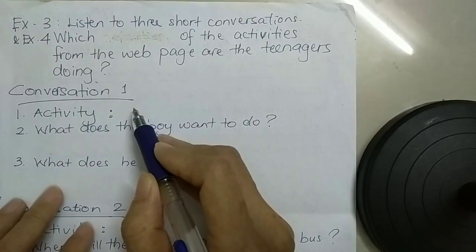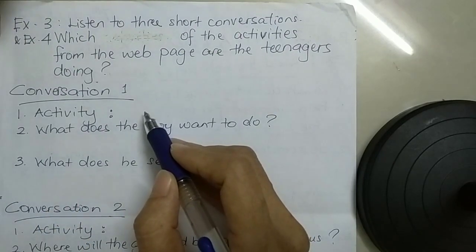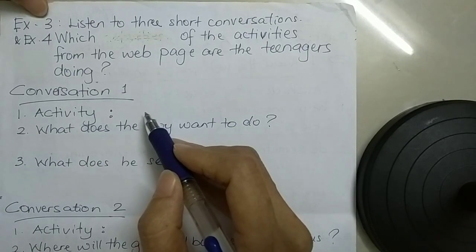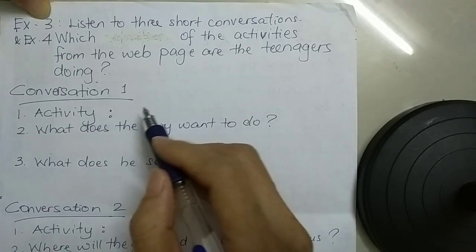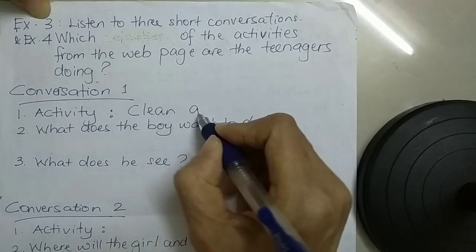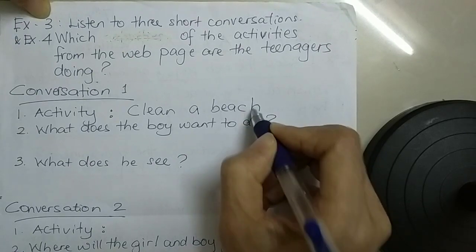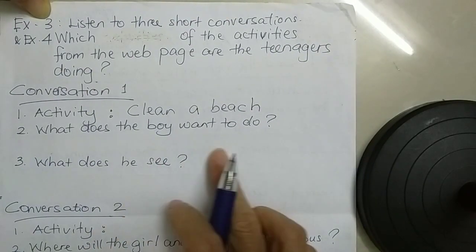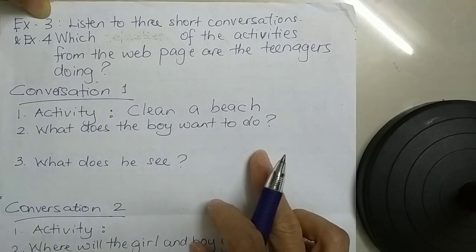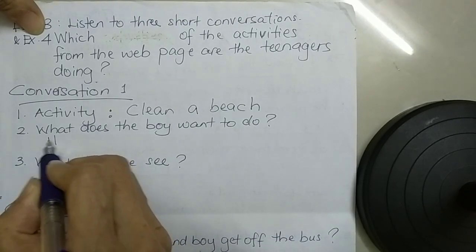So here, what would the activity be? It talks about getting some cans. The sand looks much cleaner now, so it means clean a beach. That is activity 3 on the page itself. Question 2, what does the boy want to do? He wants to have a break. So we just write down the answer, have a break, straight to the point.